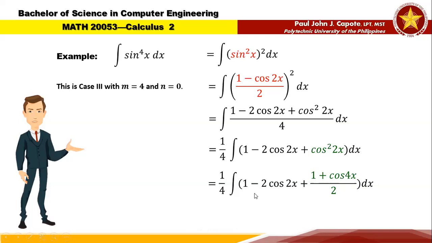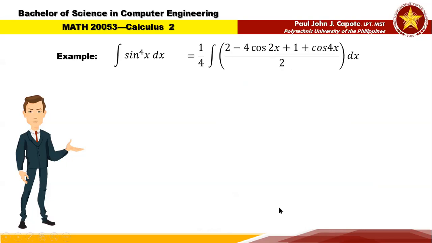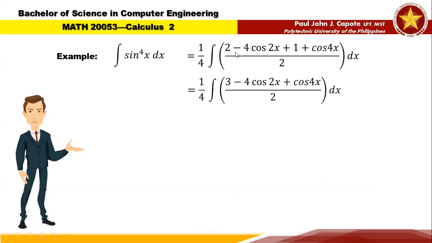Then, anong gagawin natin next? Itong expressions natin inside the quantity, ihanapin natin yung LCD, which is 2. Okay? Then, do the operation. And so, we have this. Now, continuation niya, copy lang natin or forward natin. We add 2 and 1 in the numerator. So, we have 3 minus, copy the remaining terms. And then, what's next?